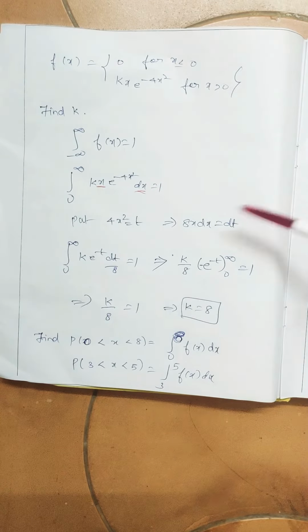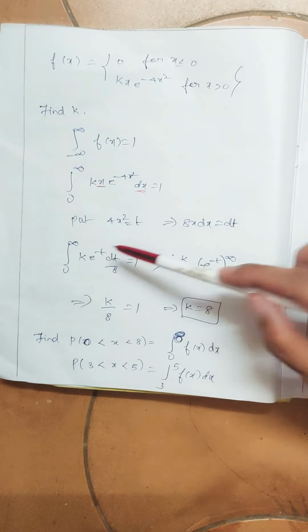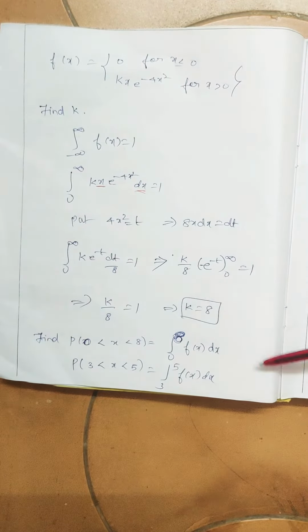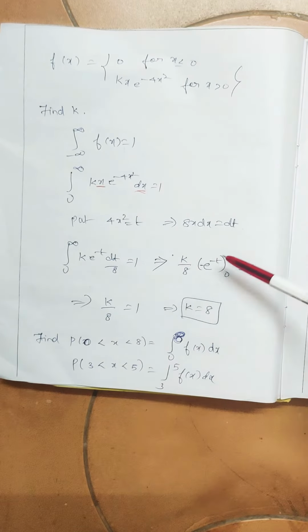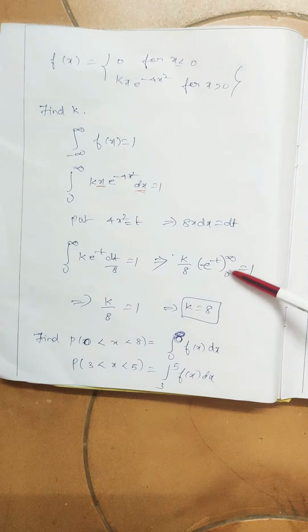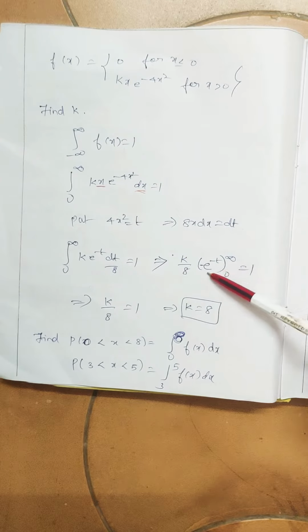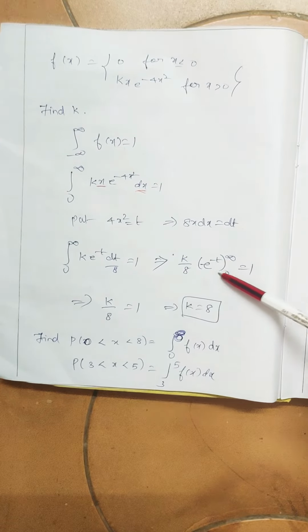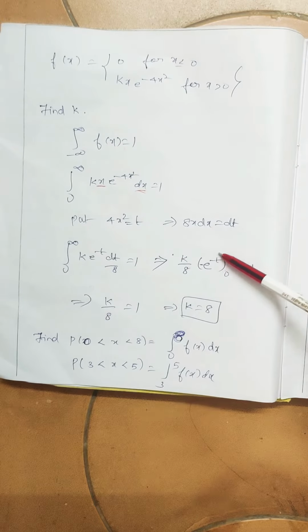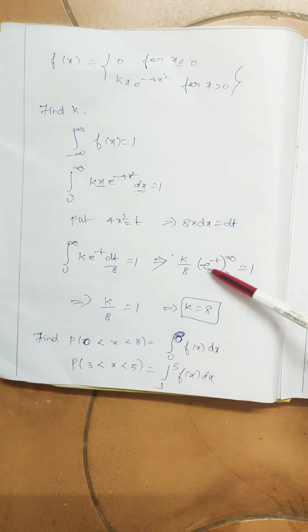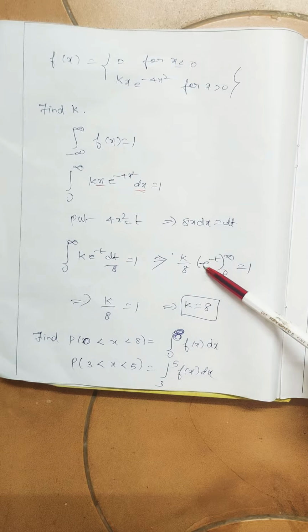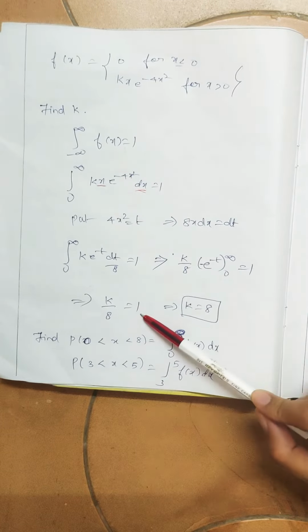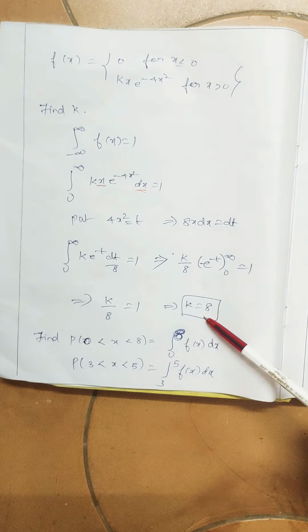dt by 8. So k is there as it is, e power minus t. So k by 8 is a constant, e power minus t if you integrate, minus e power minus t, with 0 to infinity as the limit. What is the upper limit? e power minus infinity, 0. Minus lower limit is e power 0. e power 0 is 1. So already a minus 1 is there and the lower limit has a minus, so it will become plus. So k by 8 is equal to 1, therefore k is equal to 8.